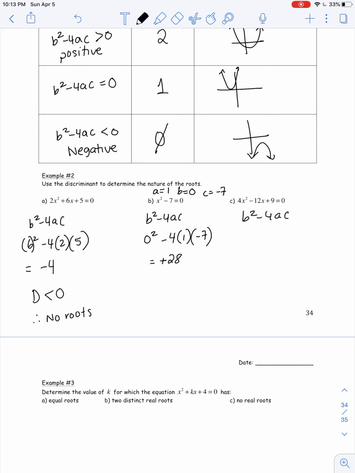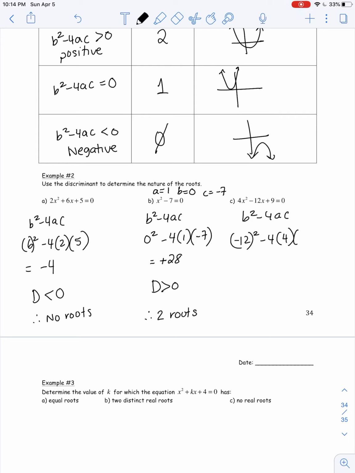Okay, so positive 28. That's what I want to change. So positive 28. Now, since our value is greater than 0, that means there's going to be 2 solutions, 2 roots. And finally, our last case, b is equal to negative 12.